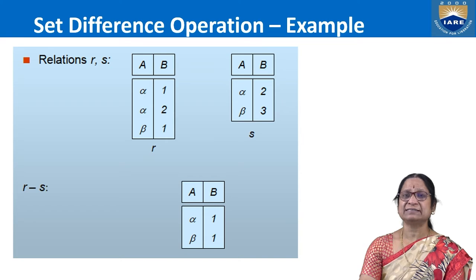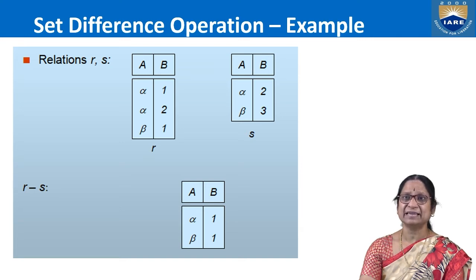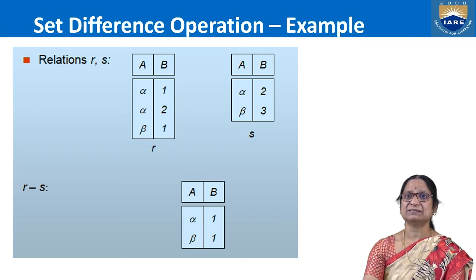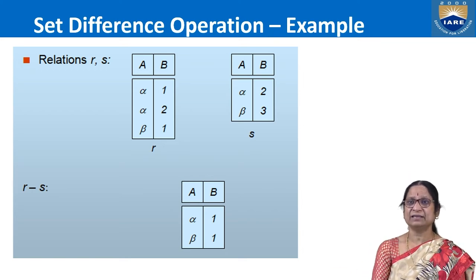Now you observe an example, A and B. Two attributes are there, and compatibility is also there. So the same structure A B will be the result. What are the tuples? Is alpha 1 there in S? No, it is not there. Then you can write it, because in R minus S, no.